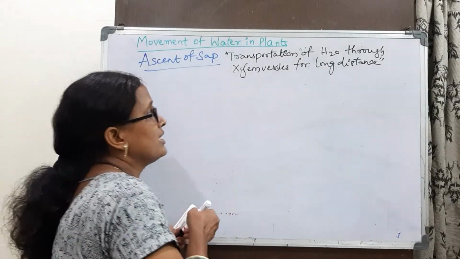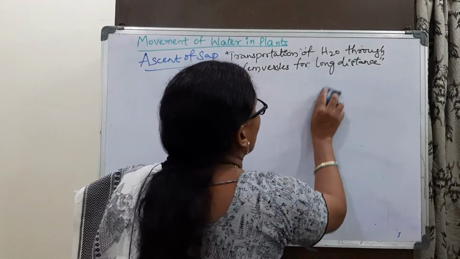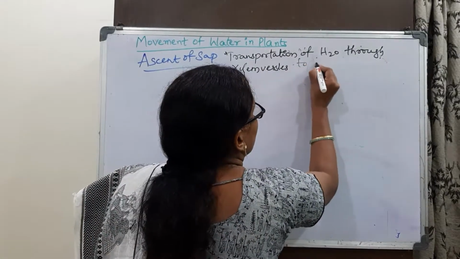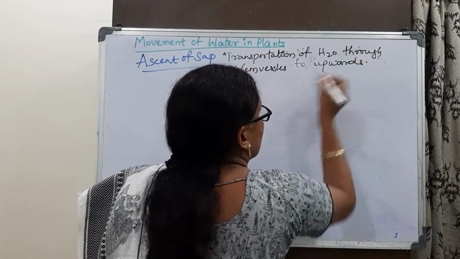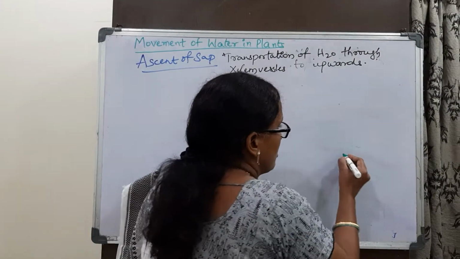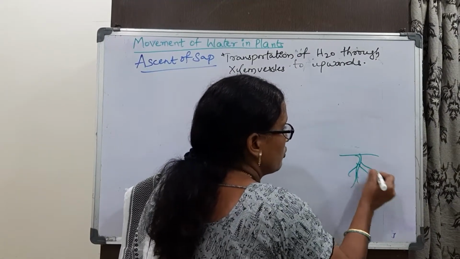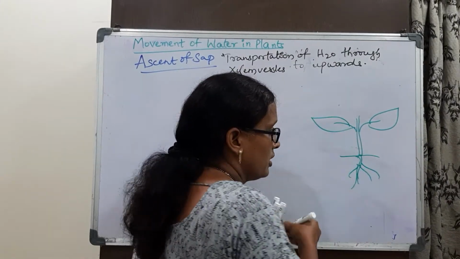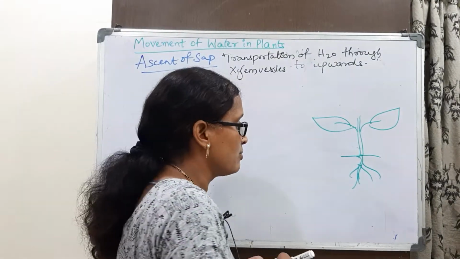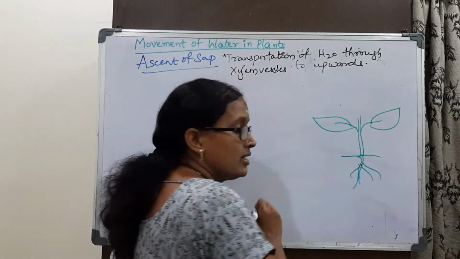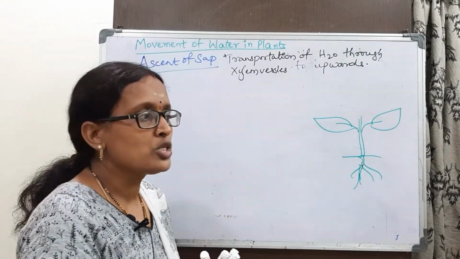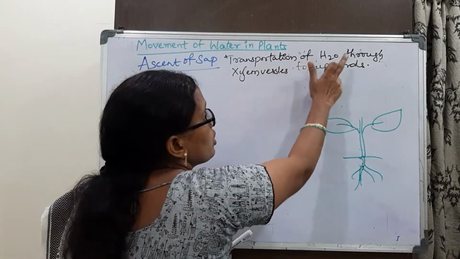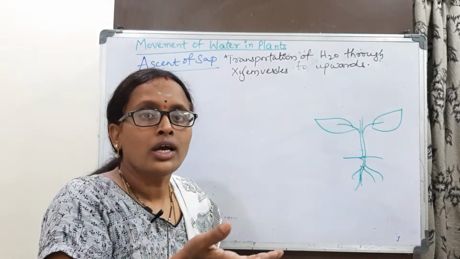Movement of water upwards. We discussed that roots absorb the water, and how the water is going to be transported. Roots absorb by the apoplast or symplast, and now water is there in the xylem vessels. So how it is going to be transported throughout the plant, that is called ascent of sap. The transportation of water through the xylem vessels upwards is called ascent of sap.